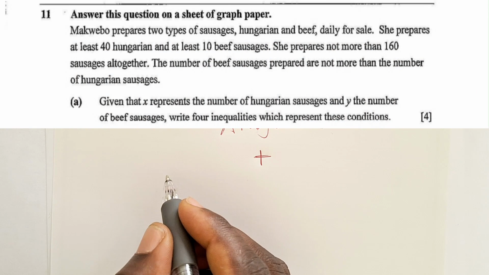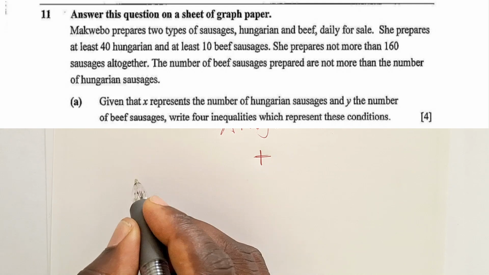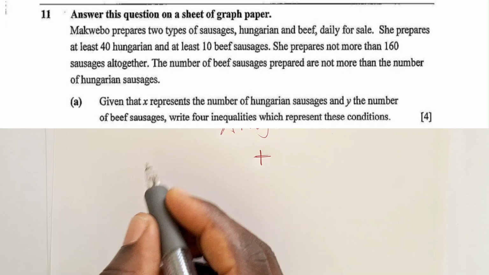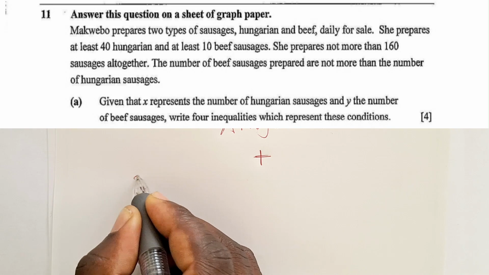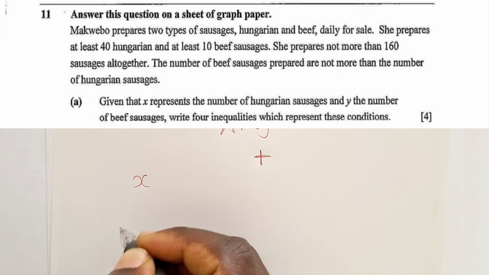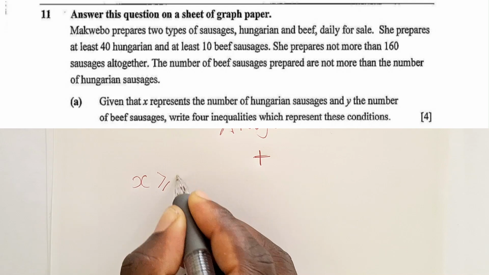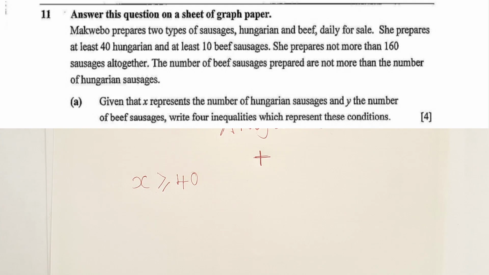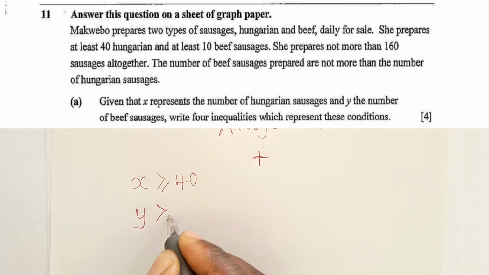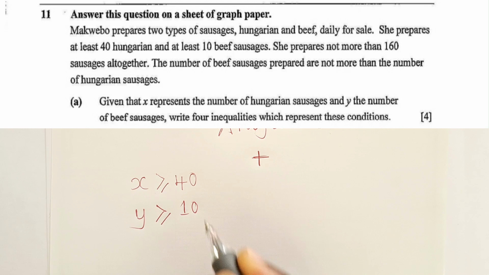For the first question, they said, she prepares at least 40 Hungarian. So at least 40. Hungarian, we know that it's represented using letter X. So at least will be greater or equal to 40. So that's what it is all about, at least. And at least 10 beef sausages. So beef sausage is Y, at least is greater or equal to 10. Okay?